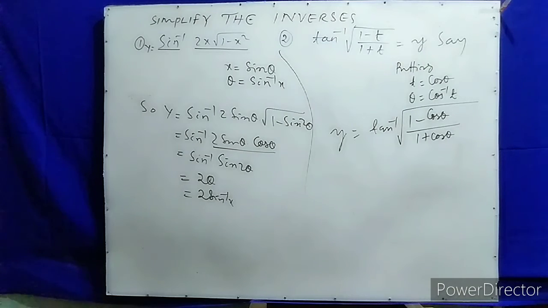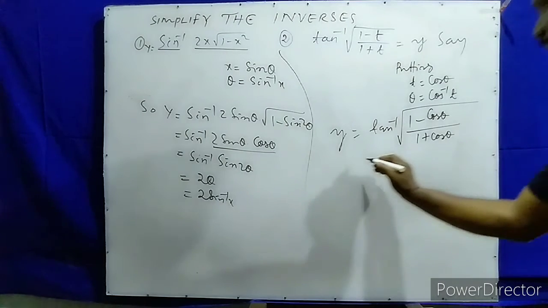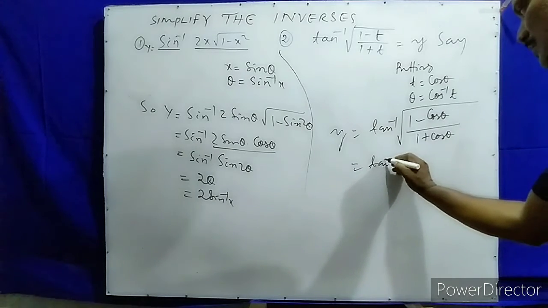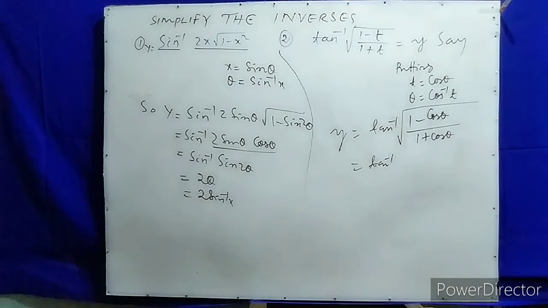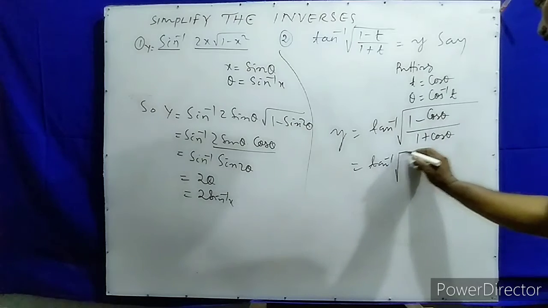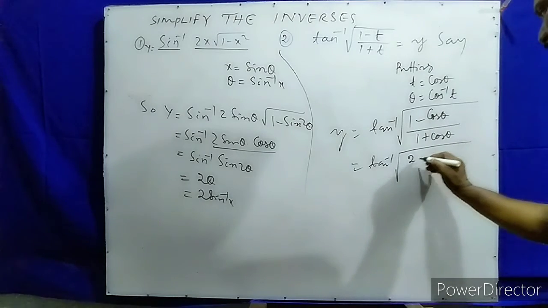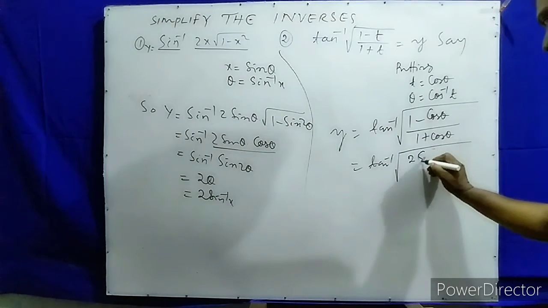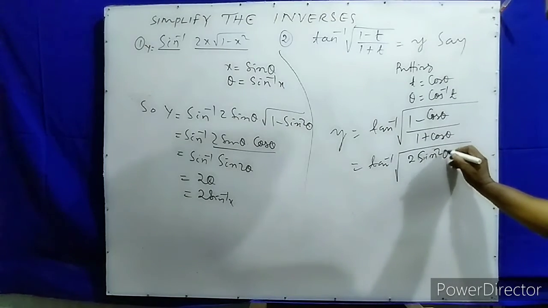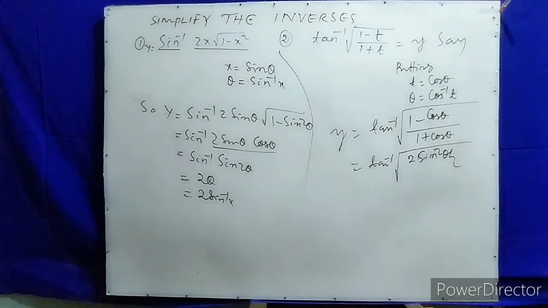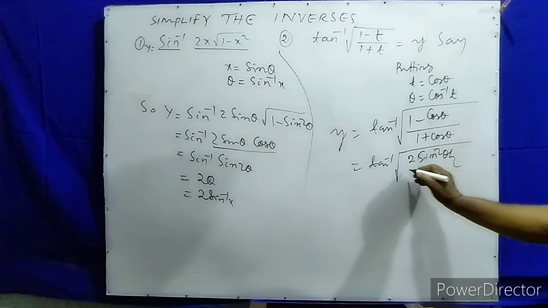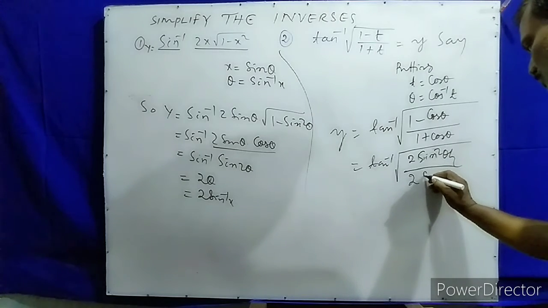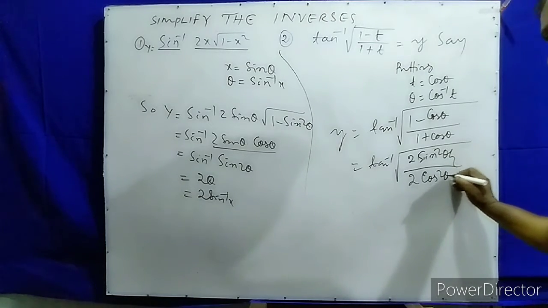There is the half angle formula. I will write the half angle formula. What is the half angle formula of 1 minus cos theta? It is 2 sin square theta by 2. This is the half angle formula of 1 minus cos theta. And another formula, 1 plus cos theta equal to 2 cos square theta by 2.